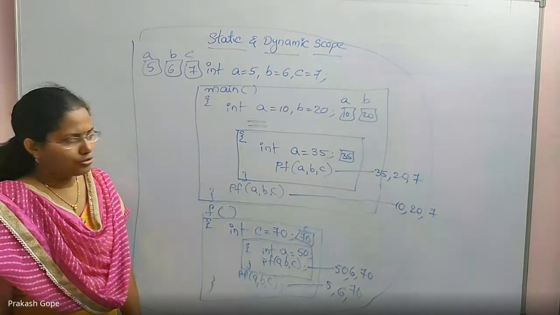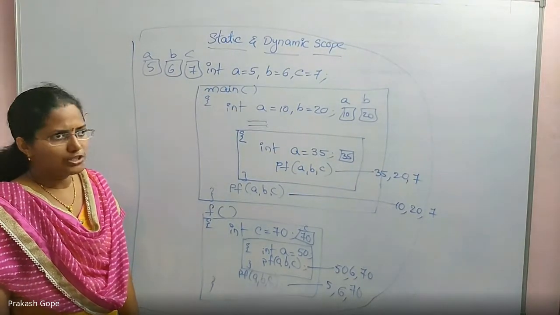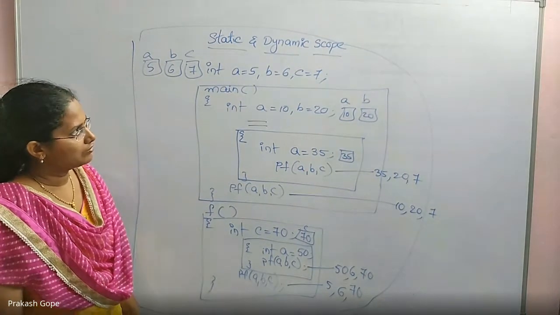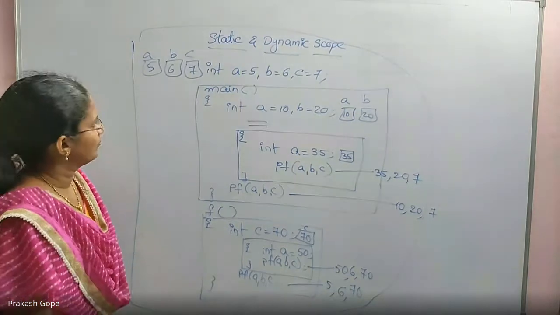Now we'll see dynamic scope, which is supported by different programming languages. Of course, C doesn't follow dynamic scope rule.